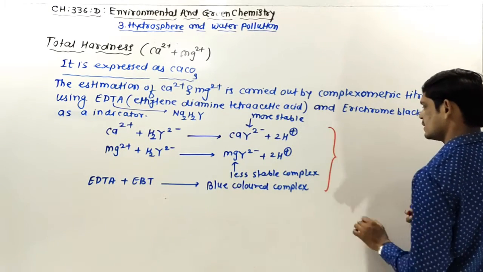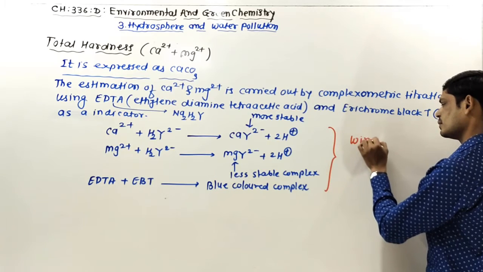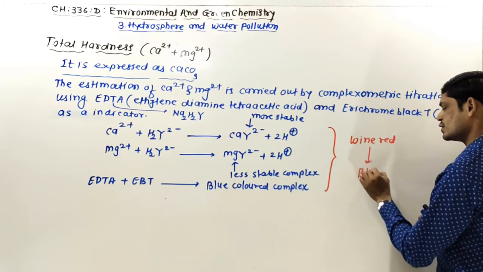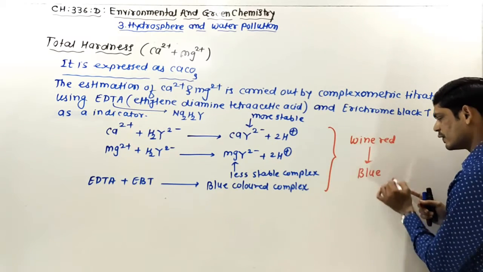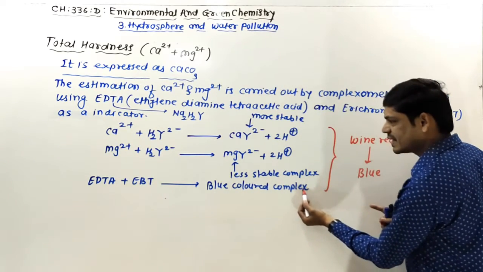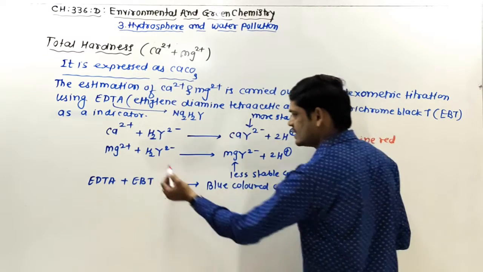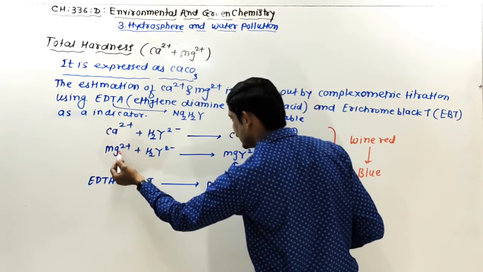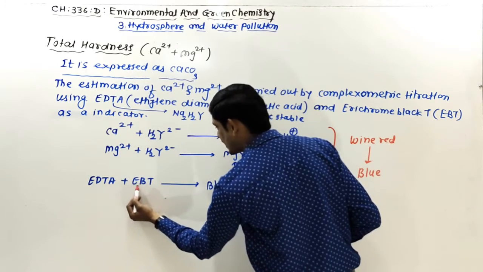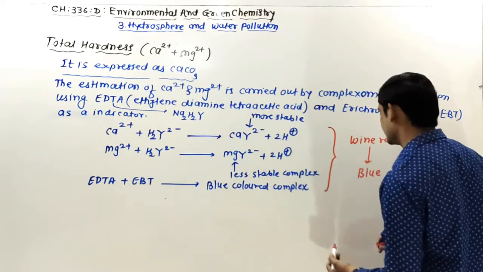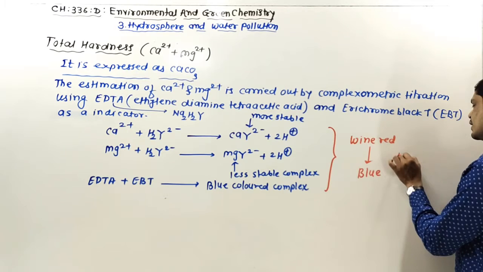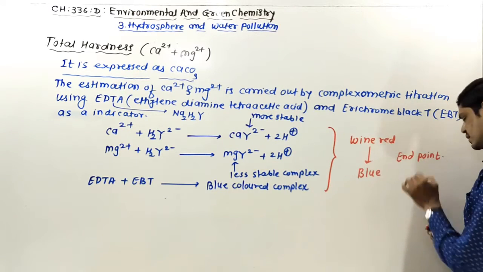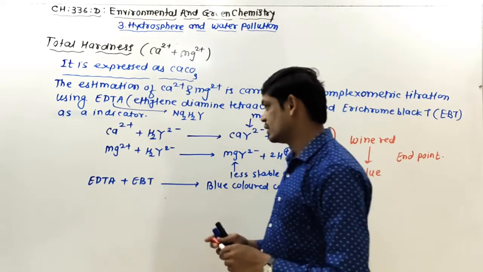So what will be the end point of this titration? In this case, the wine red color changes to blue. The formation of a blue colored complex indicates that the Ca2+ and Mg2+ ions have been completely titrated and excess EDTA now starts to interact with the EBT indicator, and so it will be the end point of the titration. Got it?